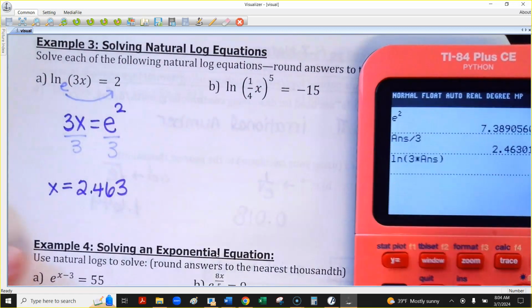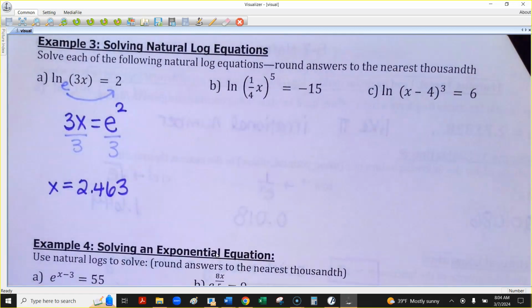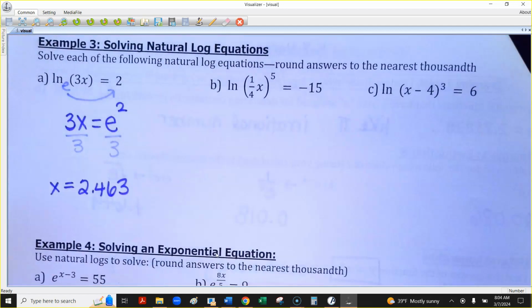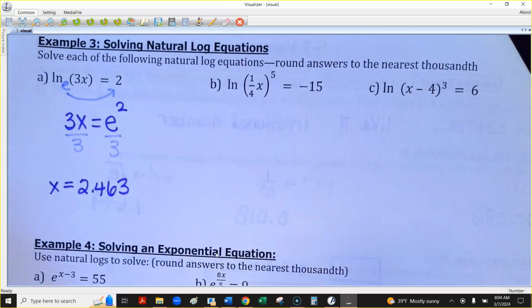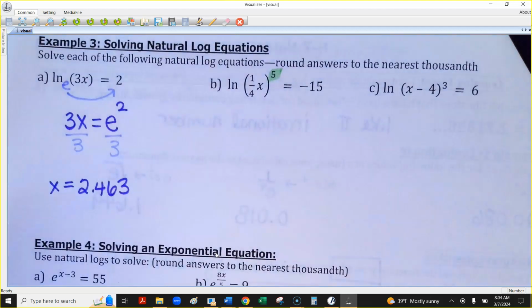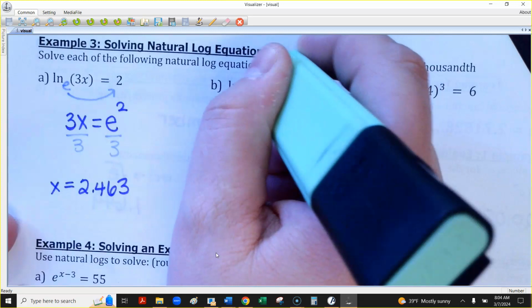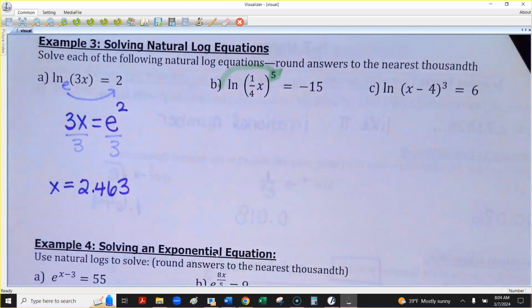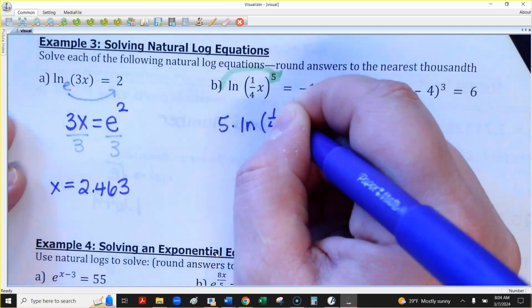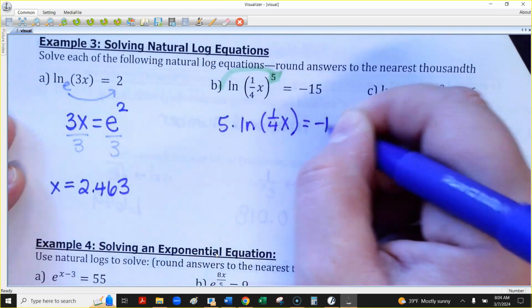All right, now, these two, tiny recommendation. I would tell you, if you have a single natural log or a regular log of some kind, if you have an exponent, what I would actually do, and you can do this 2 different ways, but what I would actually recommend, I would kind of undo that power property and actually bring that down in front. So when I would do that, this would be 5 times natural log of this 1/4 x equals negative 15.